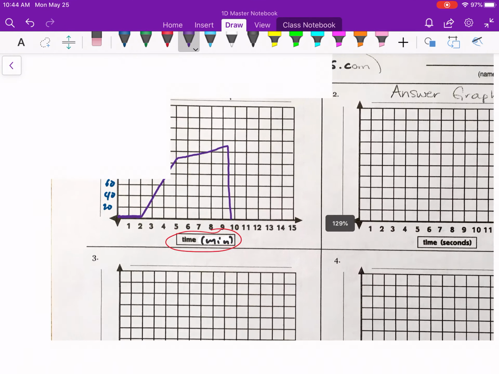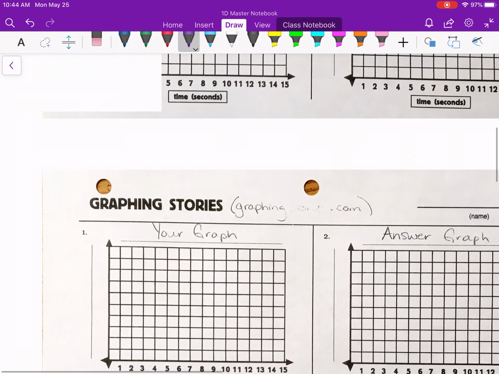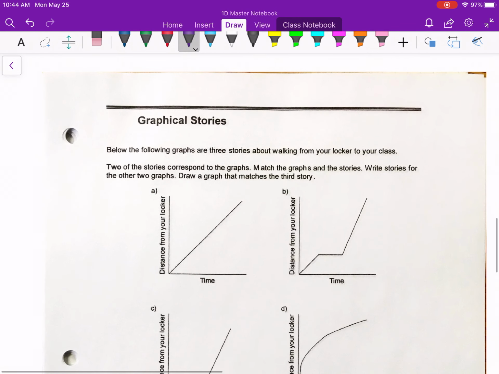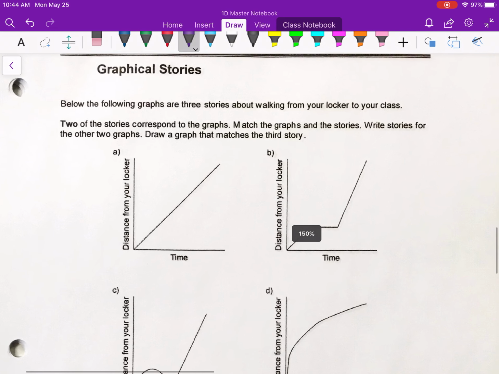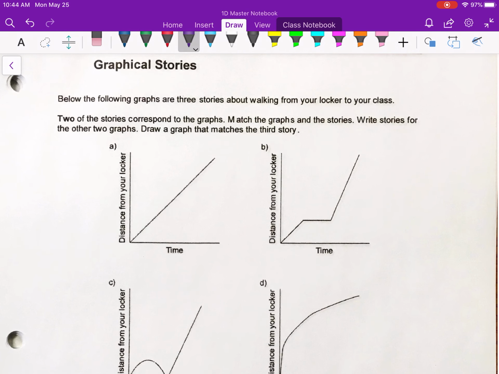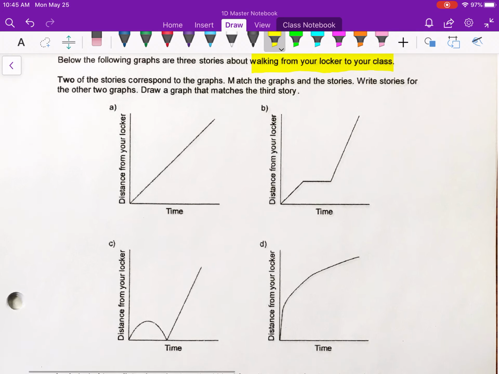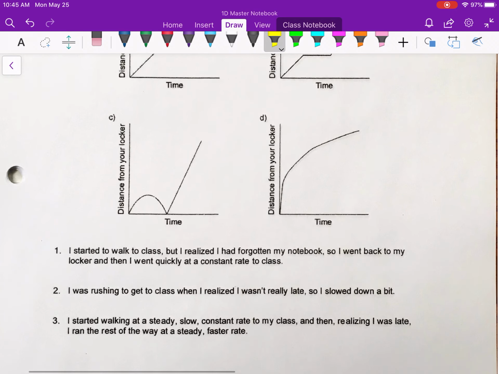But aside from that, here's some examples of some ones already done up. The following graphs are 3 stories about walking from your locker to class. The good old days. All right. 2 of the stories correspond to the graphs, match the stories and the graphs. Okay, so here are 4 graphs, and then here are the stories below them.